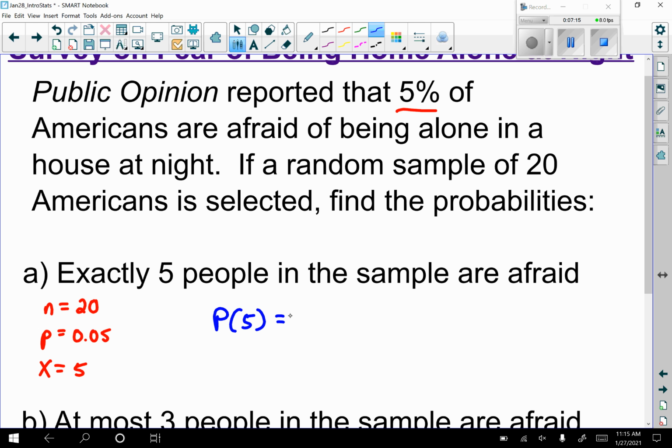So now we could go to menu 55A. We use A when there's only one value for X. So here we're going to type in 20 for the number of trials, 0.05 for the probability, and then the X value is 5. So you should be getting a 0.002.